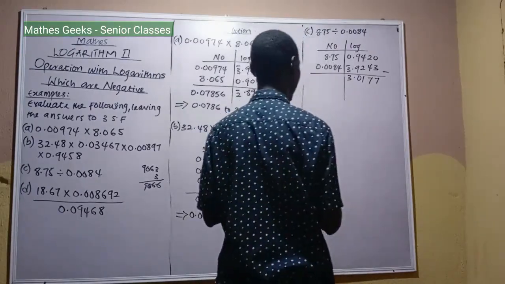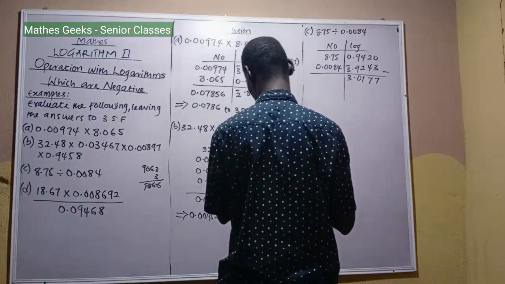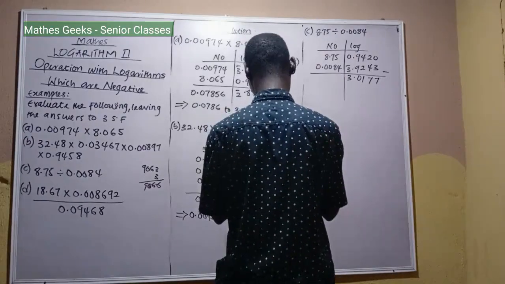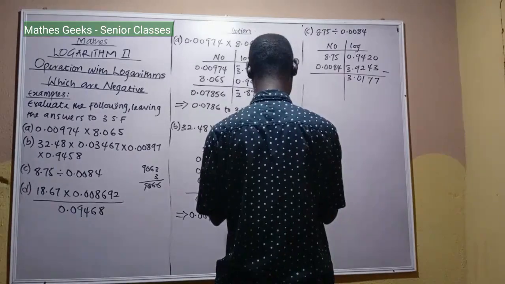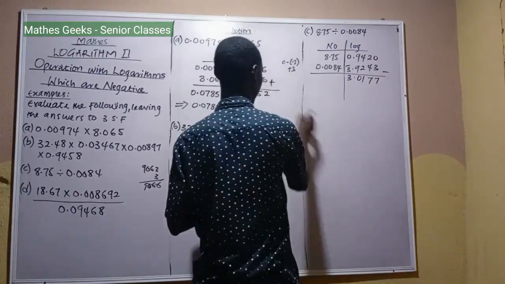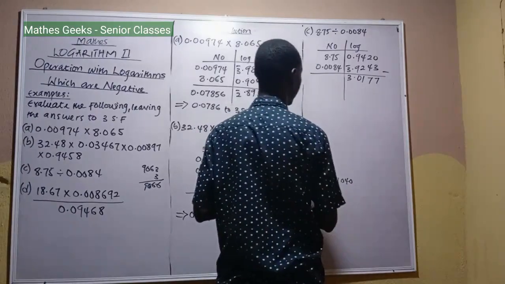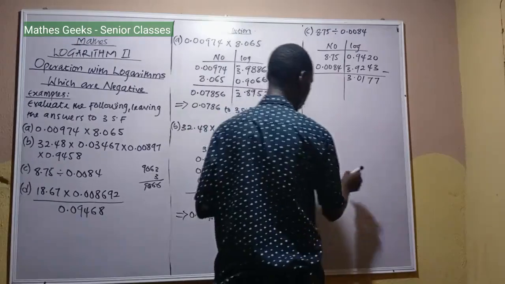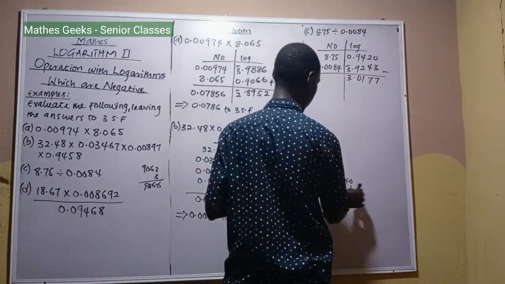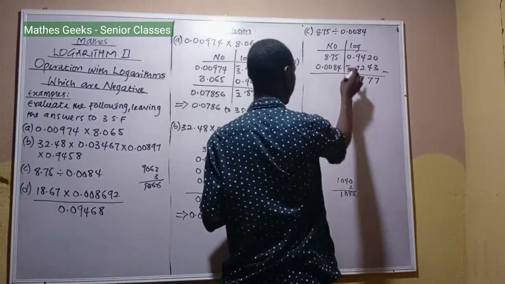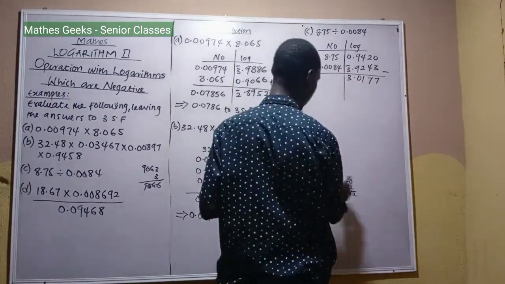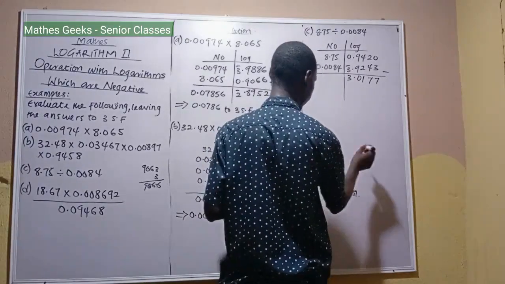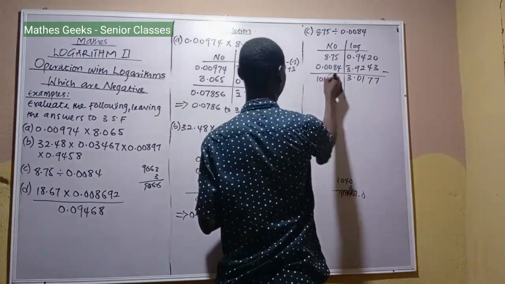3.0177. So we take the antilog of 0.01 under 7. 0.01 under 7 is 1040. Difference 7 is 2. That's 1042. Since it's 3, we move the decimal point 4 places: 1, 2, 3, 4. So that gives us 1042.